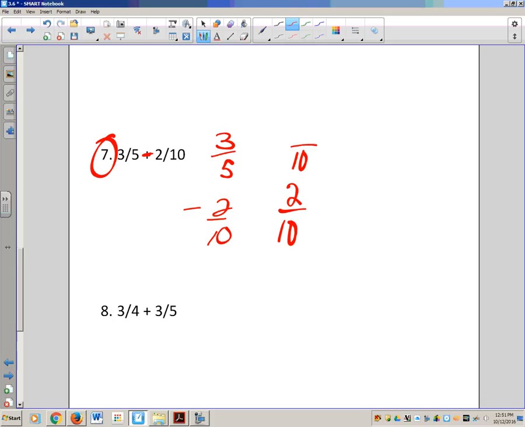5 times 2 is 10. 3 times 2 is 6. 6/10, take away 2/10 gives me 4/10. I can reduce that to 2/5.